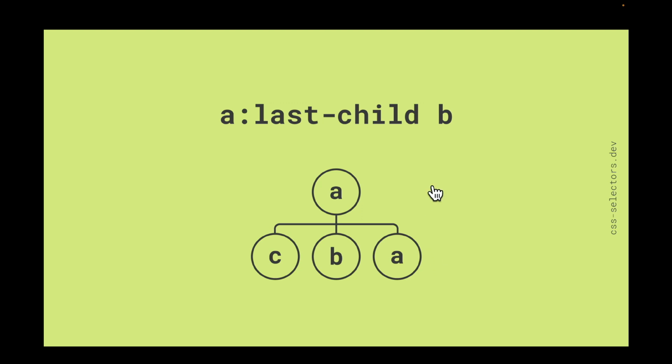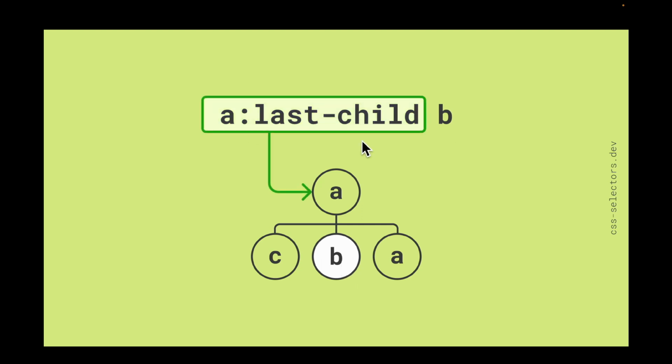Now, let's update the selector to include the B element. In this case, which element will be selected? The B element will be selected. Since we start with the first part of the selector, which targets the parent A element, and then proceed to target the B element, so this B element will be selected under the A element.